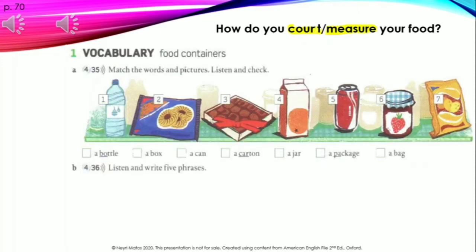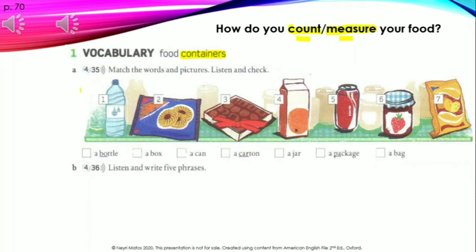So in this part, on page 70, we have number 1, that's vocabulary. And now let's not talk about food only. Let's talk about food containers, okay? Food containers are things that we use to measure food, right? Or to count our food when it's uncountable, right?